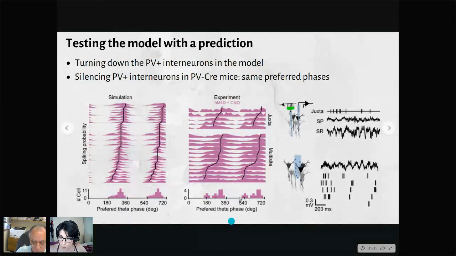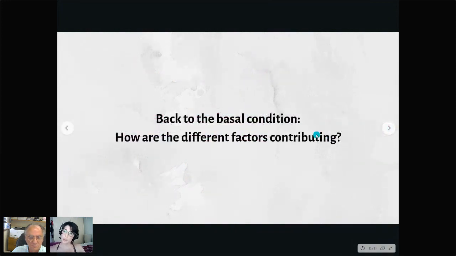So if we compare both distributions, they are statistically the same. So with this, we can now be confident that our model is working. It can predict experimental outputs, and it also has achieved non-fitted phenomena such as the bimodality. With all this, we can go back to the basal condition and now study deeper how the different factors are contributing to the output.